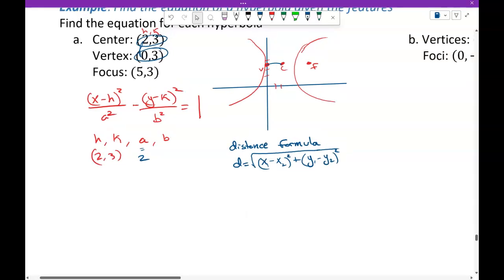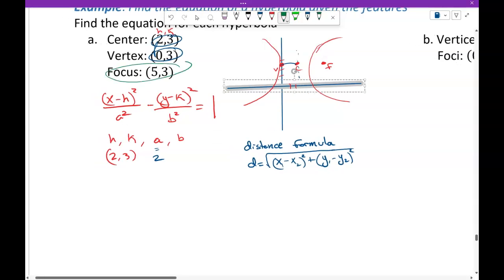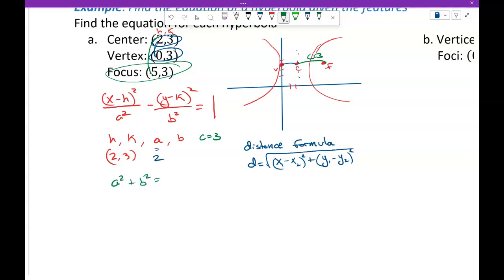Now b is going to be this conjugate length. We don't have any way to find b, but because we're given the focus, we do have a way to find c. So center to focus, that's our c value. And our center and our focus are 3 units apart. So c equals 3. We can now use our Pythagorean relation to find what b equals.